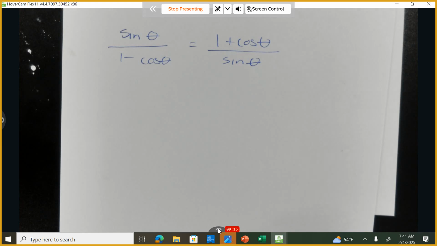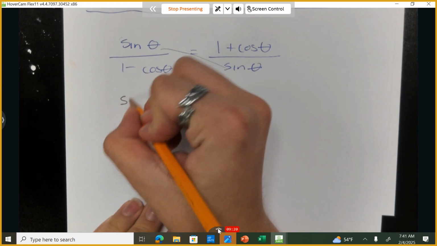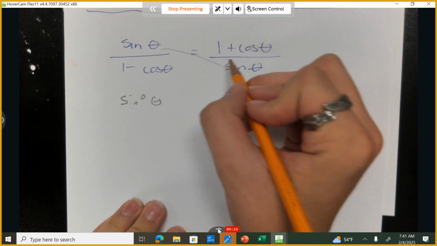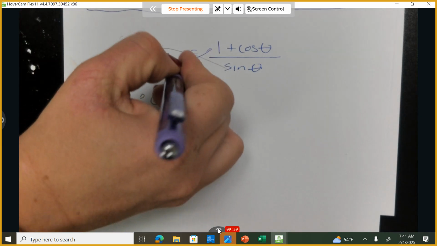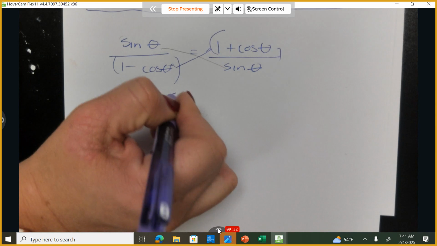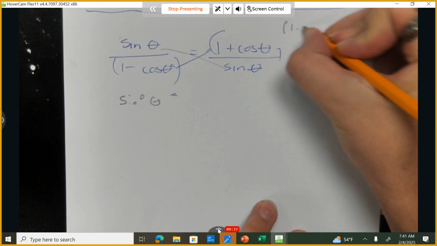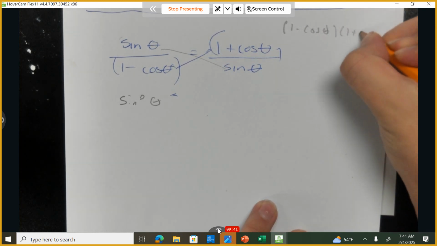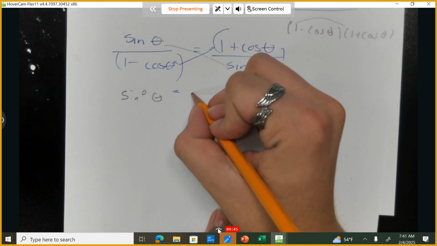Go ahead, David. So I just cross multiplied, so sine times sine is just sine squared. And then I multiplied 1 minus cosine and 1 plus cosine. So he's multiplying these two quantities right now. If you just FOIL it, 1 minus cosine theta and then 1 plus cosine theta, that gets you 1. So he's foiling right now.